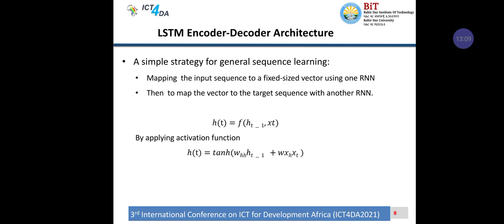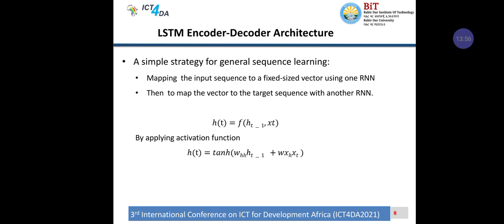So basically, in the encoder-decoder architecture, the simple strategy for general sequence learning is to map the input sequence to a fixed-length vector using a single RNN unit, and then map the vector to the target sequence with another RNN unit. In this case, we have a hidden state H and an optional output sequence Y. To compute the hidden state, we operate on the variable length sequence X at time step T.